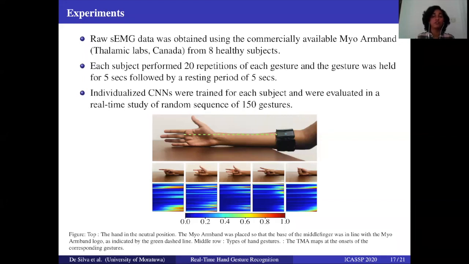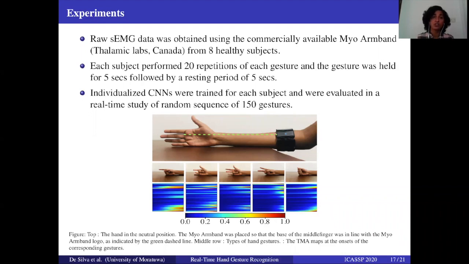All the experiments were performed on 8 healthy subjects, and the sEMG data was obtained using the commercially available Myo armband. The Myo armband was placed along the circumference of the forearm as shown in this figure, and the arm was placed on the table when collecting all the data. In this study, we considered 5 gesture types: pointer, middle flexion, ring flexion, V flexion, and the hand closure. We asked each subject to perform 20 repetitions of each gesture, and the gesture was held for a period of 5 seconds, followed by a resting period of another 5 seconds.